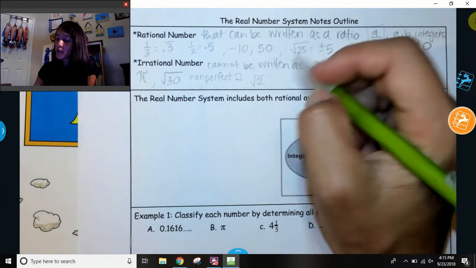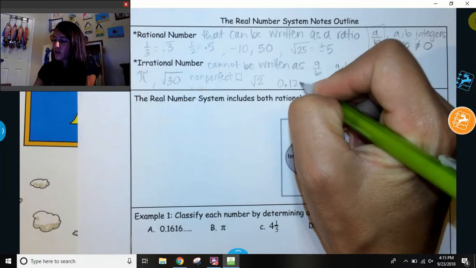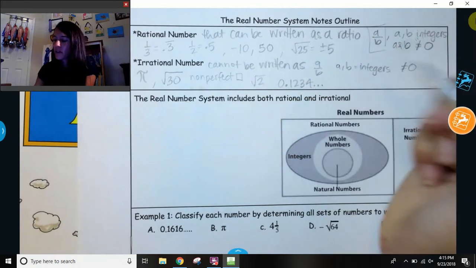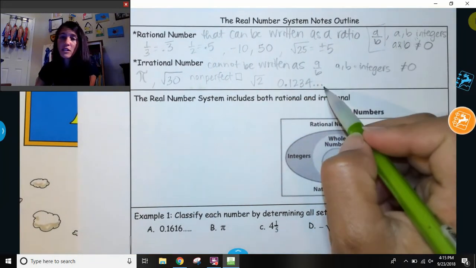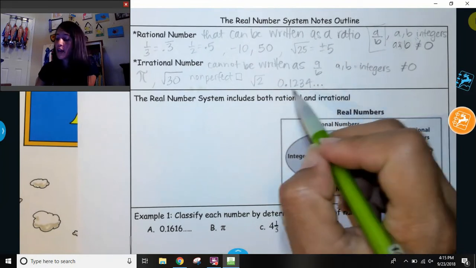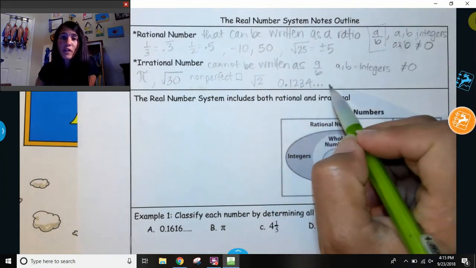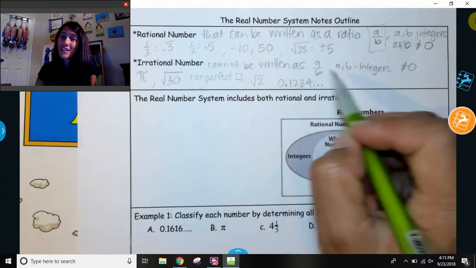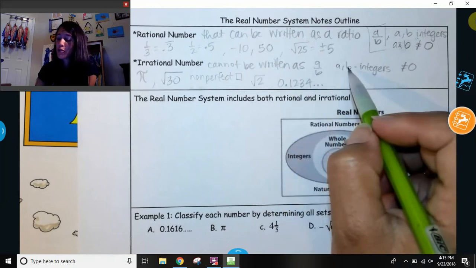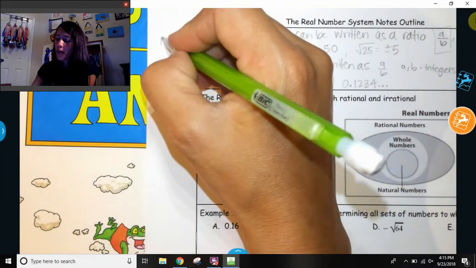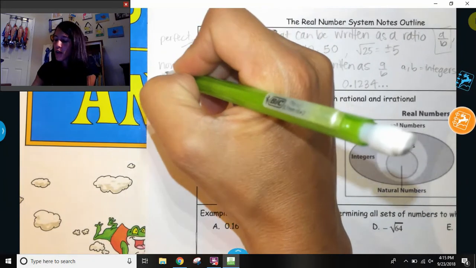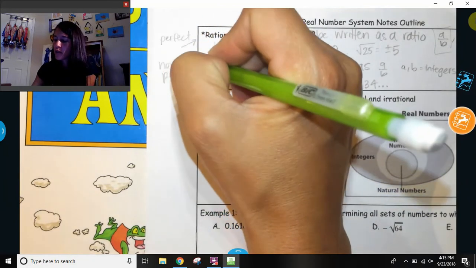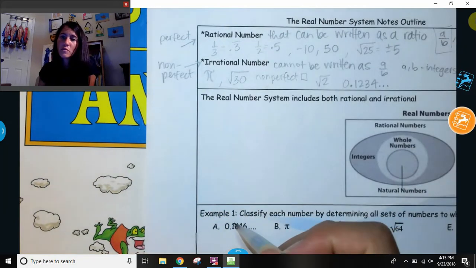Or if you have a decimal that looks like 0.1234 and then dot dot dot, that is an irrational number because the dots say this is going to go on in a pattern, 1, 2, 3, 4, 5, 6, 7, but it's not stopping and it's not repeating. So that would be an irrational number. So perfect squares are going to be rational. Non-perfect squares are irrational. That's something for you to remember.